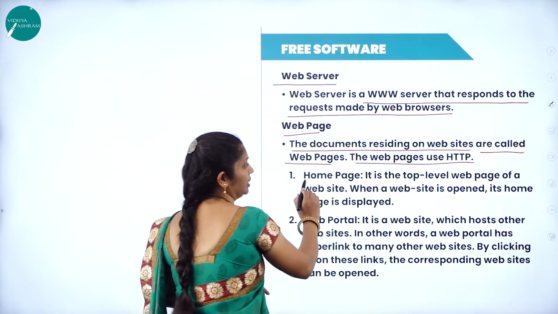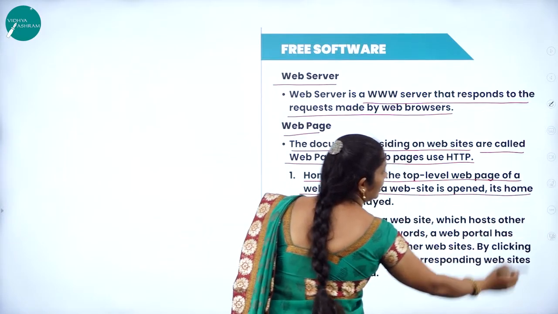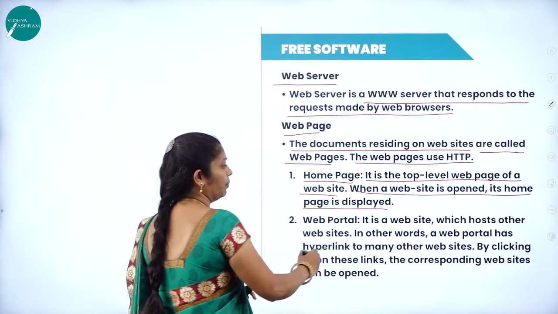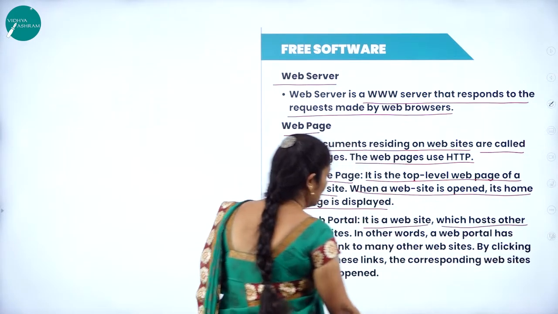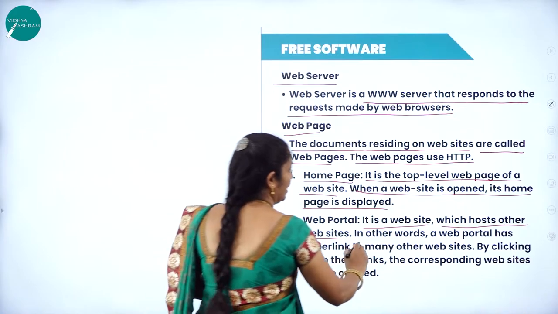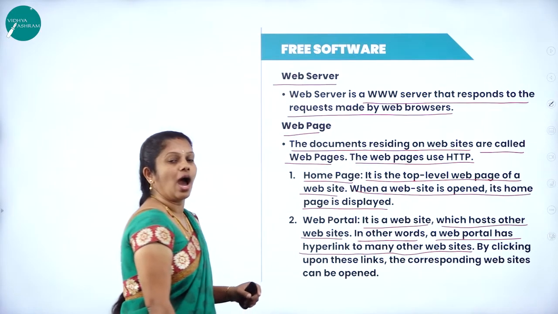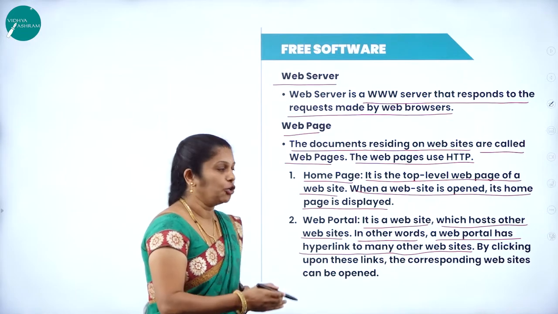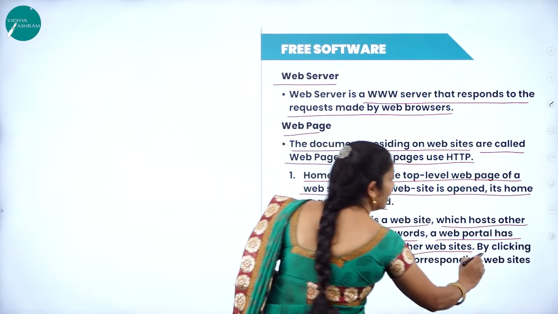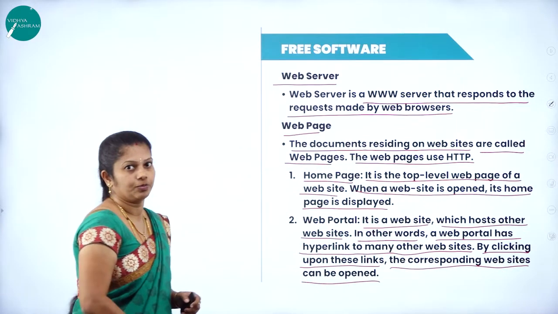And when they come to the home page, it is the top level web page of the website. When a website is opened, its home page is displayed. When you open the website, first it will display the home page. Whereas a web portal is a website which hosts other websites. From one site to another site, we can access. In other words, a web portal has hyperlinks to many other websites. A hyperlink helps to link from one document to another document, whereas a web portal helps to link from one website to another website. By clicking upon these links, the corresponding website can be opened here. Now is it clear?